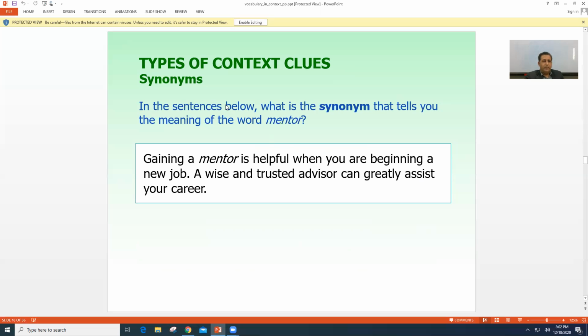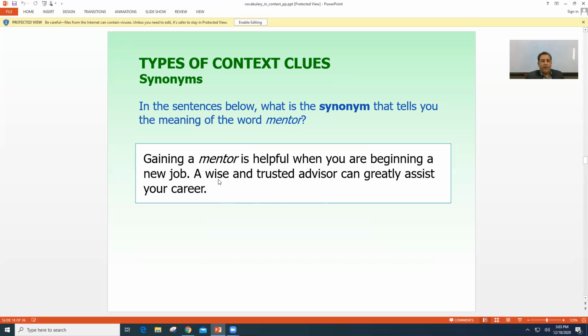Let's have another example. In the sentences below, what is the synonym that tells you the meaning of the word mentor? Now, gaining a mentor is helpful when you are beginning a new job. A wise and trusted advisor can greatly assist your career. So who can assist? A wise and trusted advisor.